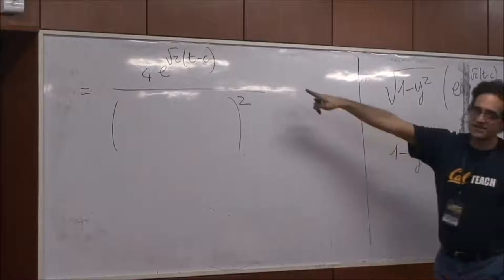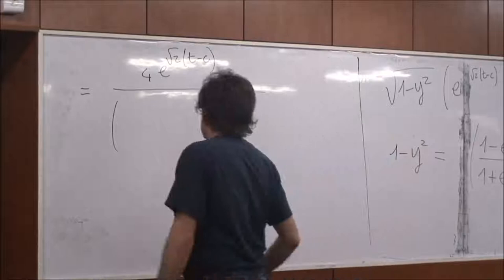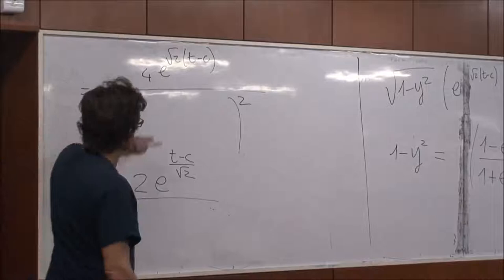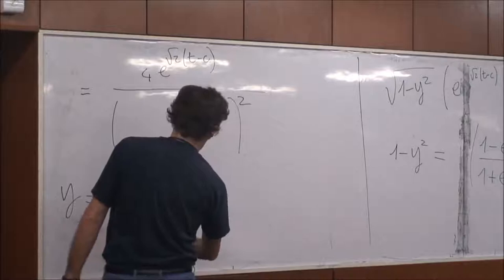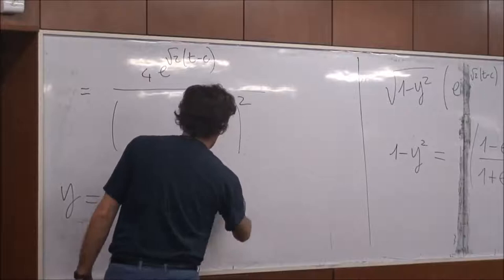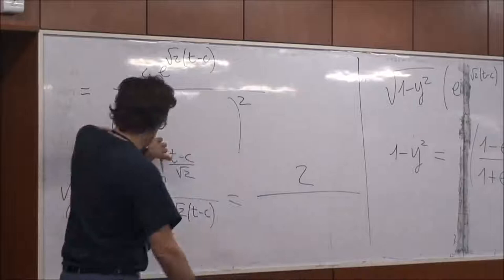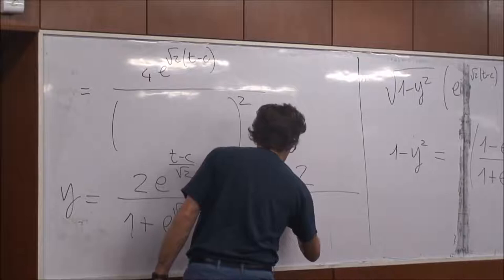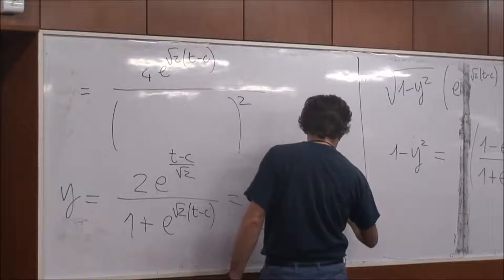Remember that y is positive, so we have that y is equal to 2 e to the (t minus c) over square root of 2, because I took the square root here, and here there is 1 plus e to the square root of 2 (t minus c). Now I can take the numerator and put it here, and I obtain, first I write the second term, e to the plus (t minus c) over square root of 2, plus e to the minus (t minus c) over square root of 2. This is incredible, but it is correct at the end.